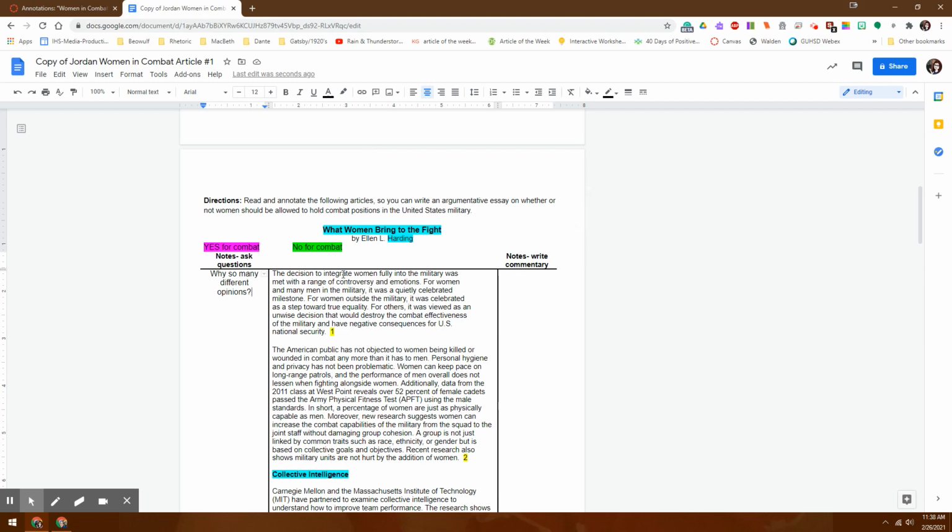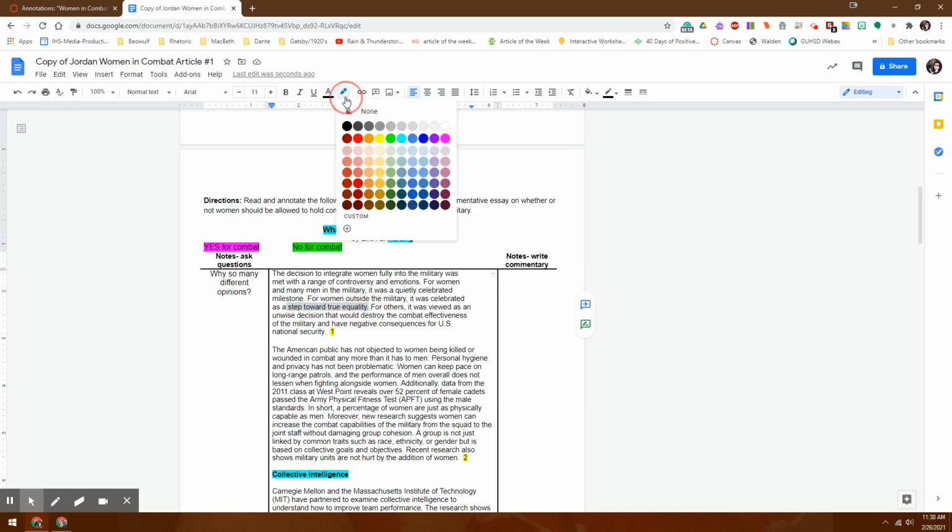Okay, and then I'm going to come through and I'm going to say, is there anything in here that I should highlight in this purple color for yes? So if I look, I'm saying that it was a step towards equality. So I'm going to highlight that in the purple.